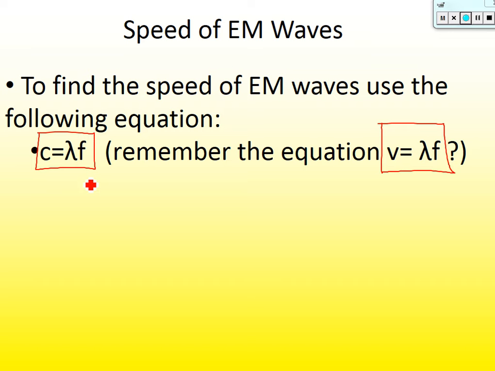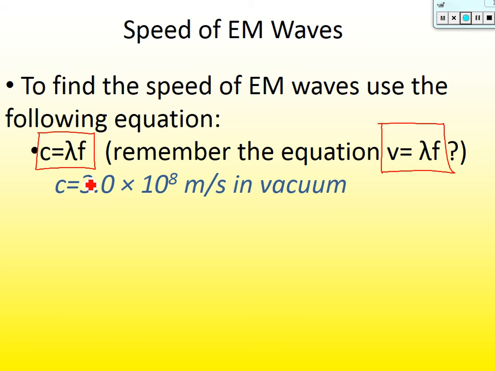But EM waves will always travel at the speed of light. And c is equal to 3 times 10 to the 8th meters per second.